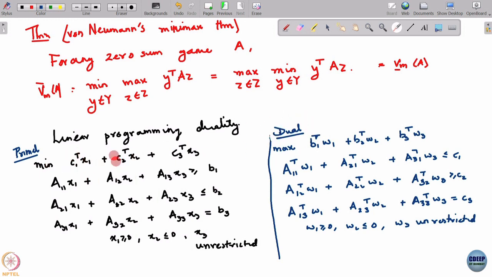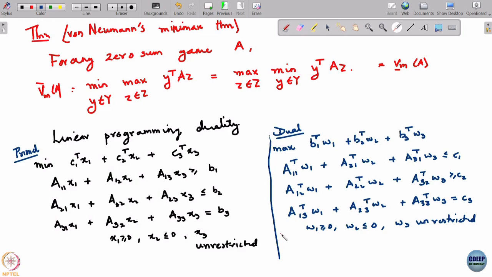The coefficients of the objective in the primal form the right hand side of the constraints of the dual. The coefficients of the objective of the dual are the right hand sides of the constraints of the primal. Okay. And if you look at the coefficients on the left hand side of the constraints in the primal and the ones in the left hand side of the constraints of the dual, they are actually transpose of each other. It is as if this entire matrix here has been transposed and formed into a matrix here, right? Okay. There is also some relation between the signs of these x's and the w's. We can come to that if necessary.